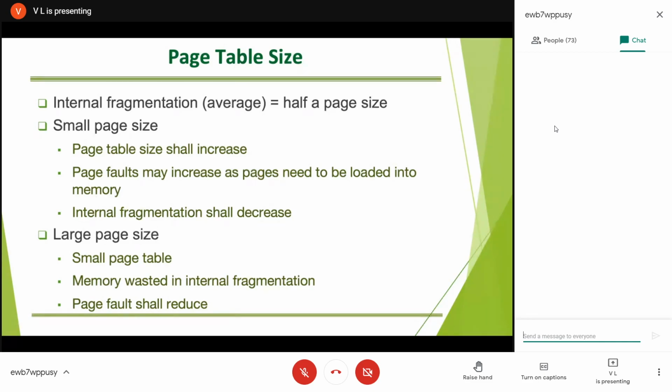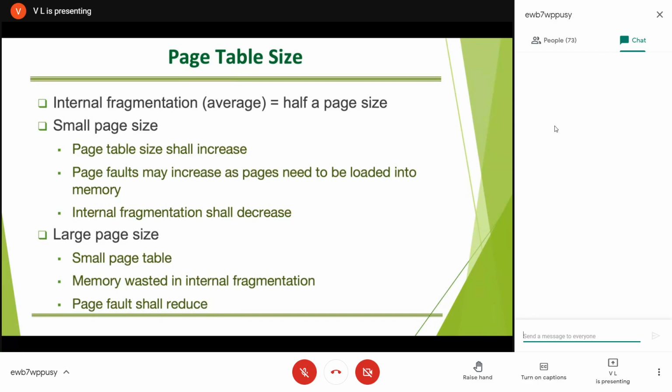So when the memory is divided into pages, of course, the operating system has to create another data structure, which is called the page table. This page table could be either per process, or it could be for all the processes. Generally, the operating system will keep one page table per process.